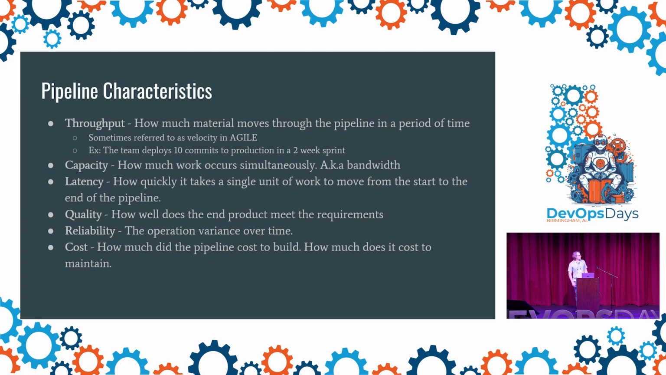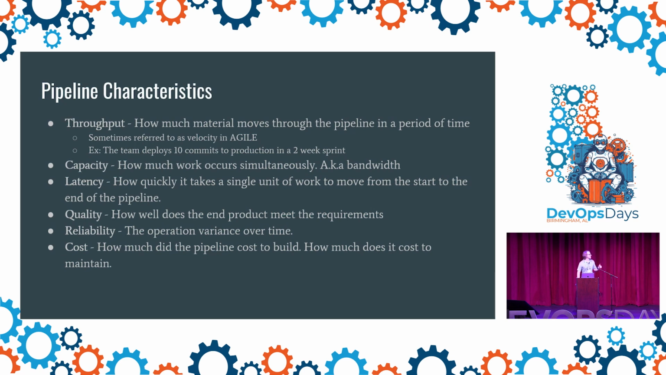Next up is the capacity, which is how much work occurs simultaneously, and sometimes that's called the bandwidth. This one is really easy to mistake for throughput. A lot of times we feel like we're having a high level of throughput, and really, we're just working on lots of things at the same time without producing more in a shorter period of time.